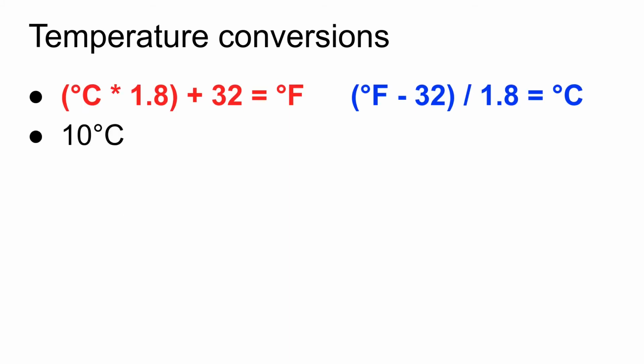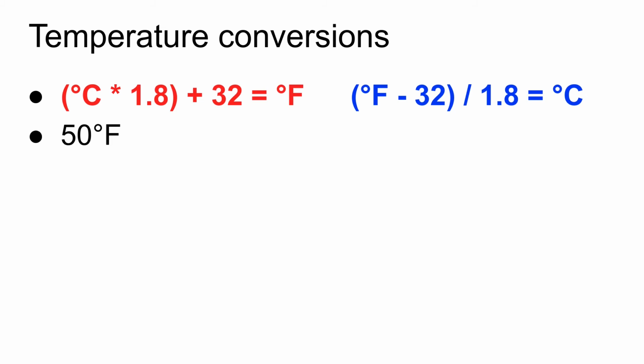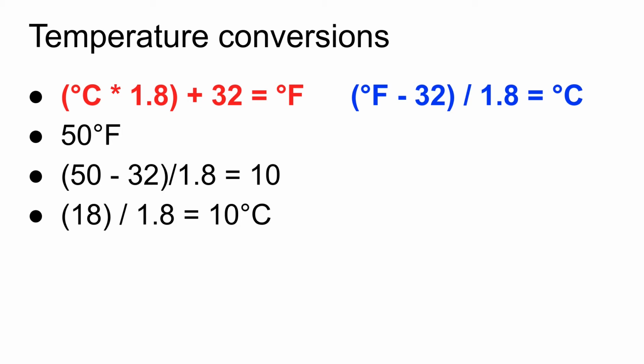So let's look at another one, 10 degrees Celsius. It's going to be 10 times 1.8 is 18. 18 plus 32 is 50, so 10 degrees Celsius, 50 degrees Fahrenheit. 50 degrees Fahrenheit, 50 minus 32, 18 divided by 1.8, 10 degrees Celsius. So 50 degrees Fahrenheit equals 10 degrees Celsius because they're both temperatures.